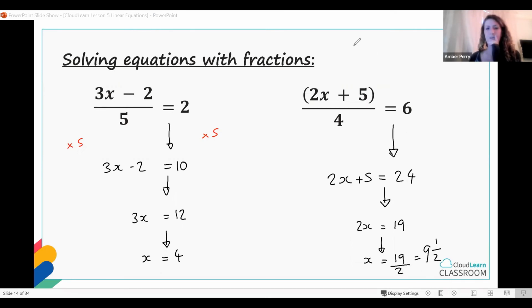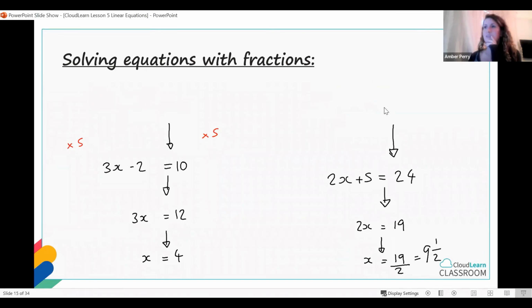Okay, any questions on those? No, okay then. Yeah, I have a question. The last one, I'm just trying to understand it. How do you get that 2x plus 5 is equal to 24? I didn't understand it clearly. If you can explain it clearly again.